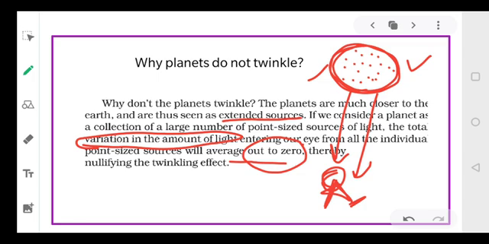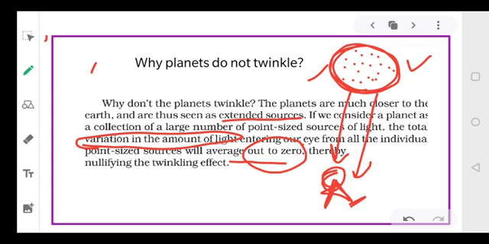Okay, the total variation in the amount of light is zero, which means at every instant of time, the light that is reaching us is nearly the same, and that is why the planets do not appear to twinkle. Again, I am repeating, they are very much bigger in size because they are closer to the surface of the earth. So they are extended sources. Okay, students, they are extended sources.